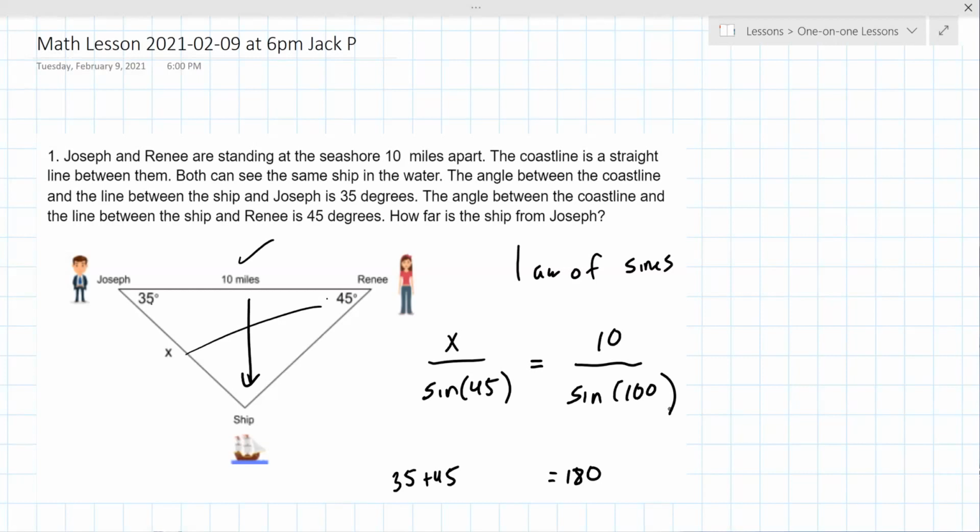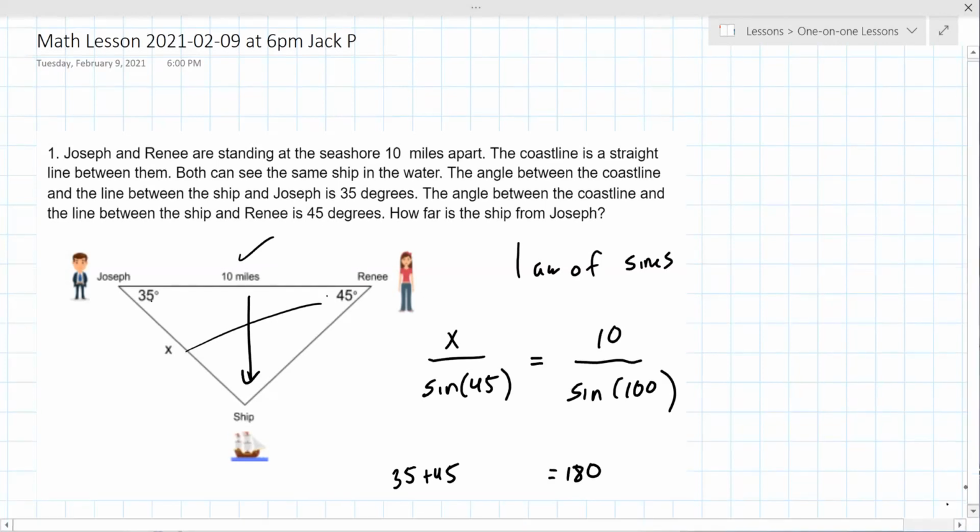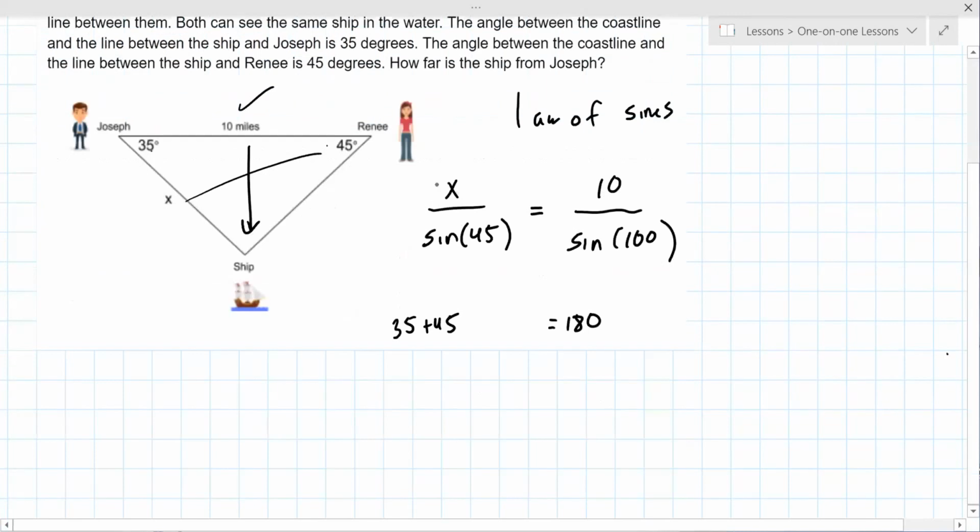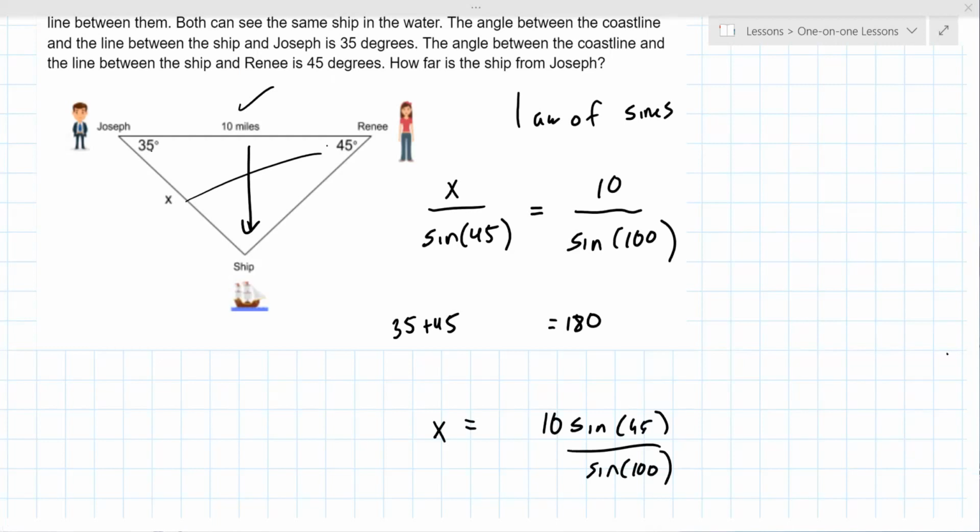So X over sine 45. Okay. So you're gonna multiply or no? You actually just multiply the sine 45. Like you don't have to multiply by X because you're trying to get X by itself. It's already in the top left. So X equals 10 sine 45 over sine 100. And make sure your calculator is in degrees for this calculation. So 10 times sine 45 over sine 100, and you get 7.18 miles.